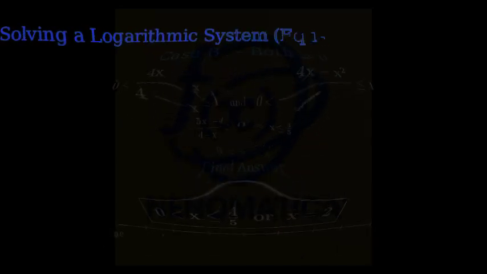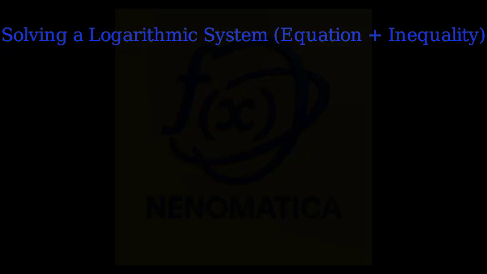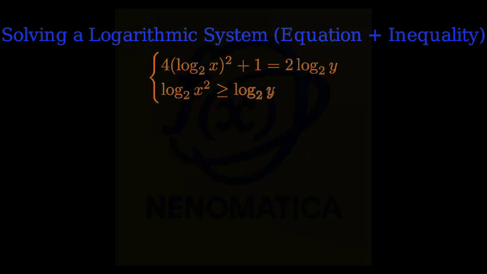In this video, we will solve a system that mixes a logarithmic equation and a logarithmic inequality, and we will do it step by step with clear visuals. Here is the system. 4 times the square of log base 2 of x plus 1 equals 2 times log base 2 of y. And log base 2 of x squared is greater than or equal to log base 2 of y. First, the domain.